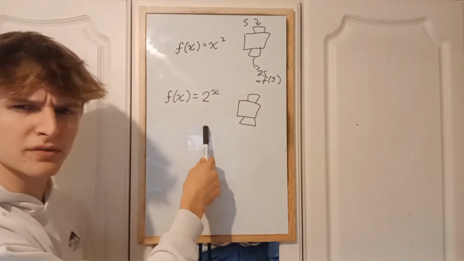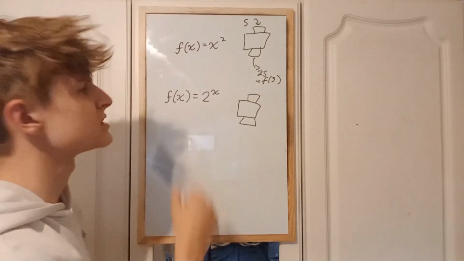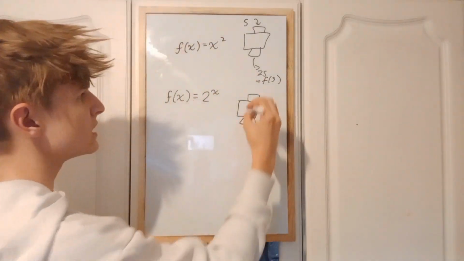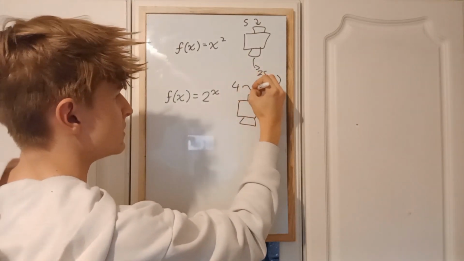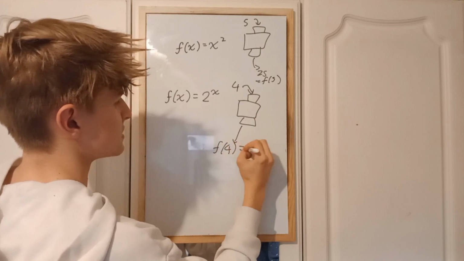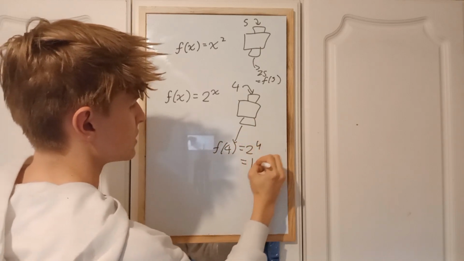Or you could have a bit more of a complicated function. It'll take a second to digest what that means. f of x equals 2 to the x. So whatever number you input, your function takes 2 to the power of that number. For example, if you input 4, then you're going to get f of 4, which is the same thing as 2 to the 4, which is 16.